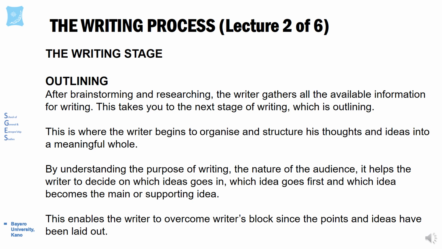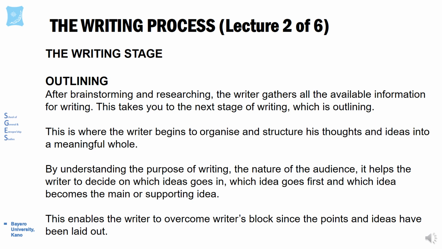Now the writing stage. This is the actual stage where you begin to put your pen on paper to write something. Here we have 2 steps. We have outlining, then we have drafting. The first one here is outlining. After brainstorming and researching, the writer gathers all the available information for writing. This takes you to the next stage of writing, which is outlining.